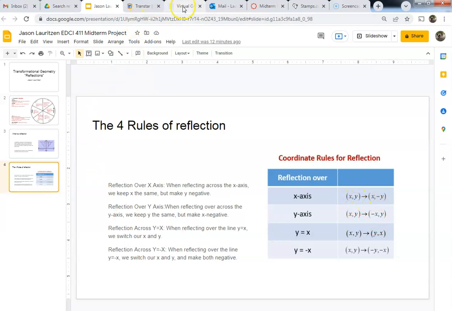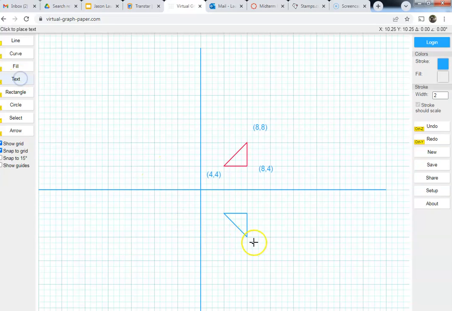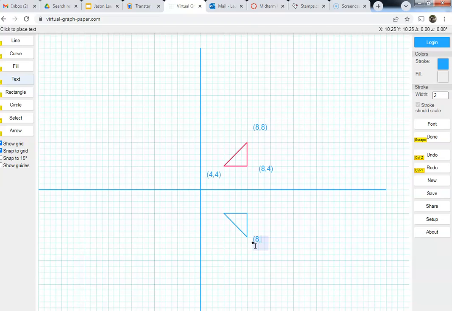So let's go over here and double check. So this is (x, y) is (8, 8). If we were going to find this point over here, the x value stays the same, right? And the y value becomes negative. So using that rule, that would be (8, negative 8). This one would be (8, negative 4). And this one would be (4, negative 4).